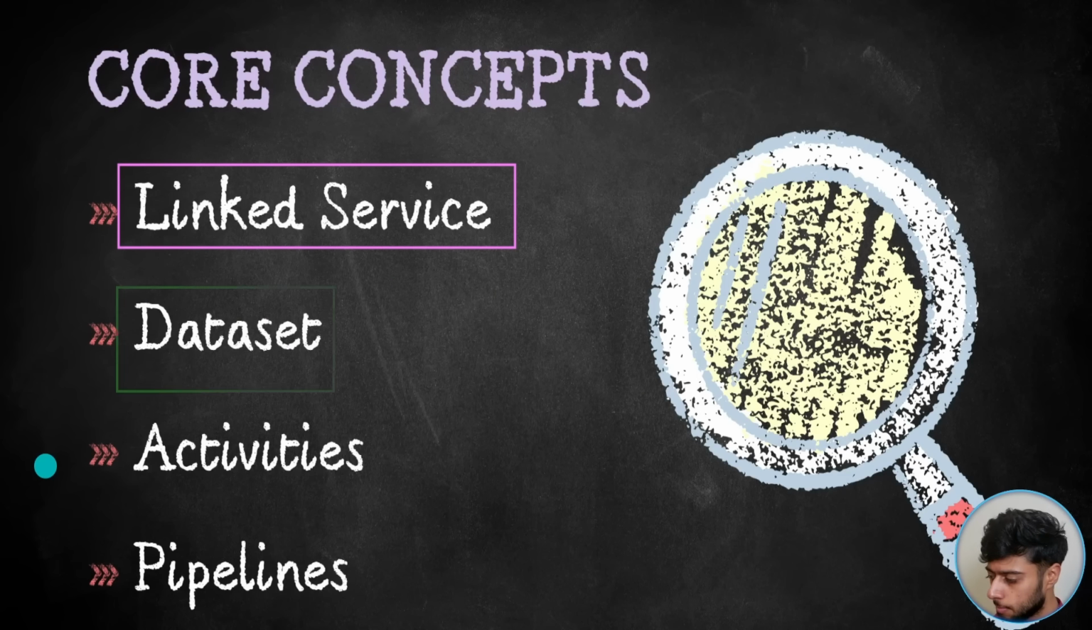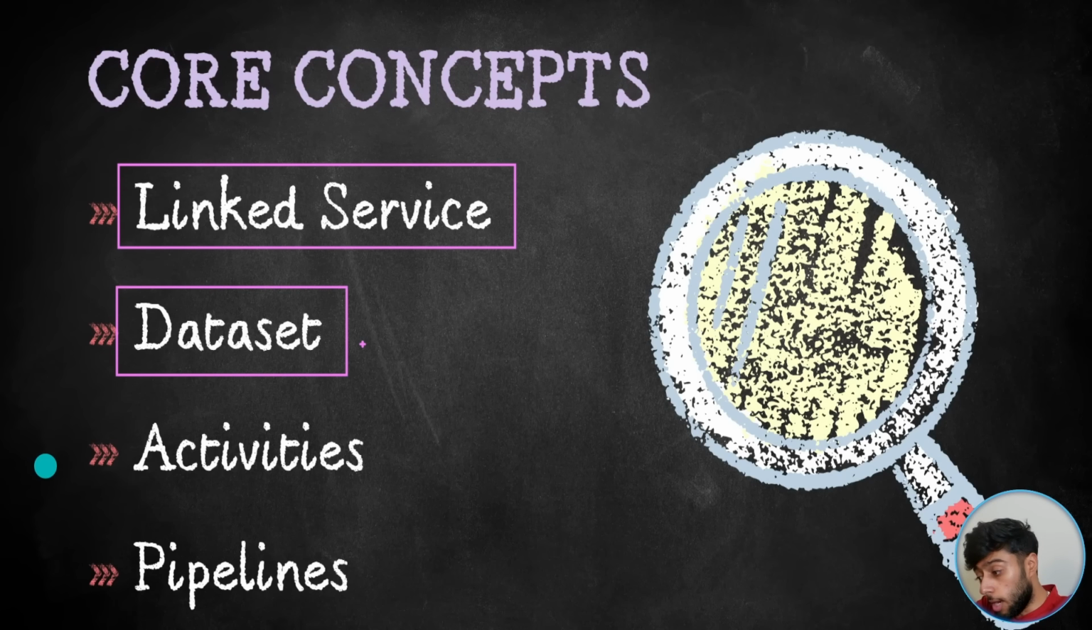What is a dataset then? A dataset is nothing but the data within that. For example, I have a connection with GitHub. Sorted. But what is the repository name? What is the folder within the repository? What is the file within that folder that I want to move? All that information regarding data is called a dataset. That means the real data, where it is, is called a dataset.